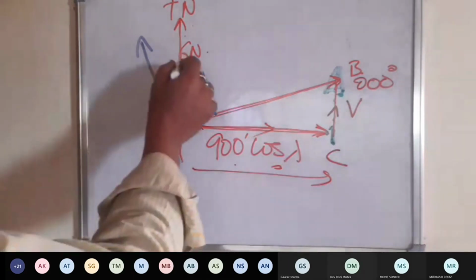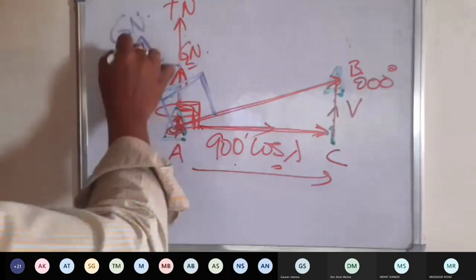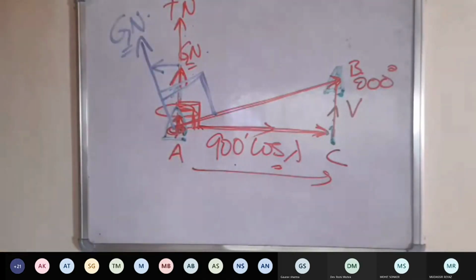In doing so, she gets deviated here and the gyro starts pointing in this direction.